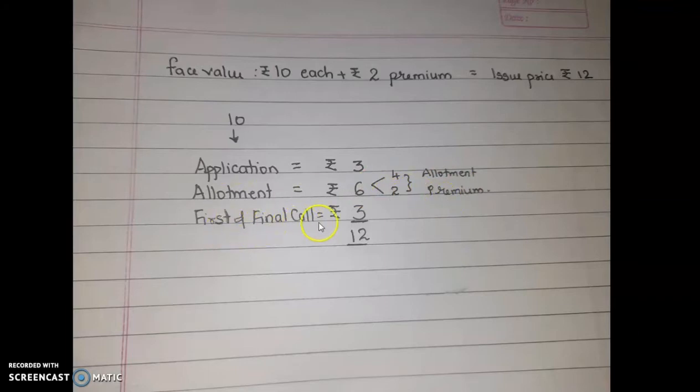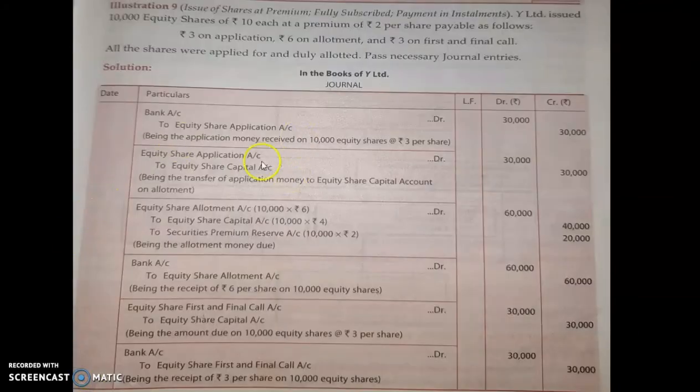Then the first and final call, as given to you, is 3 rupees. Adding this together, it's 12 rupees. So you know that 2 rupees is of premium, which you are going to collect at the time of allotment. Okay. Now let us do this problem.